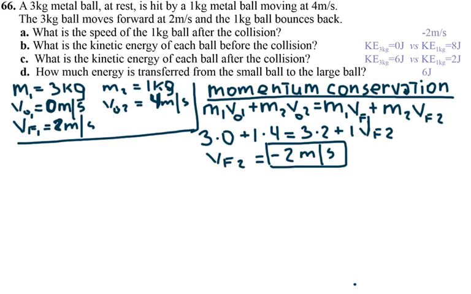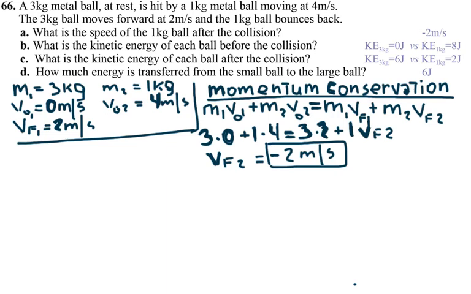So I have to use conservation of momentum. Momentum before is equal to momentum after. Momentum before is the mass of the first one times its velocity, which was 0, plus the mass of the second one times its velocity, which was 4, equals the mass of the first one times its new velocity, and the mass of the second one times its final velocity. So I find that the final velocity of the second one is -2 meters per second.